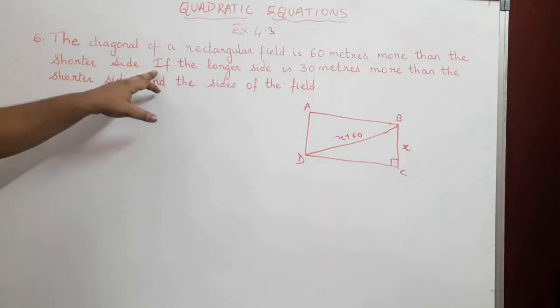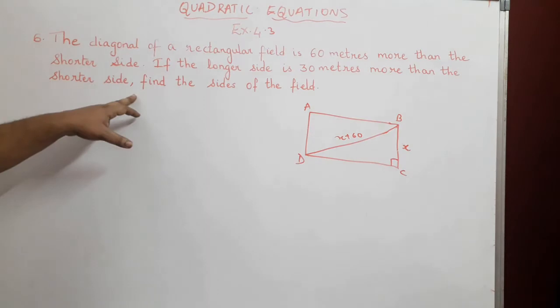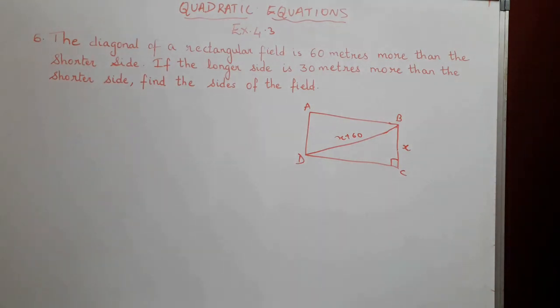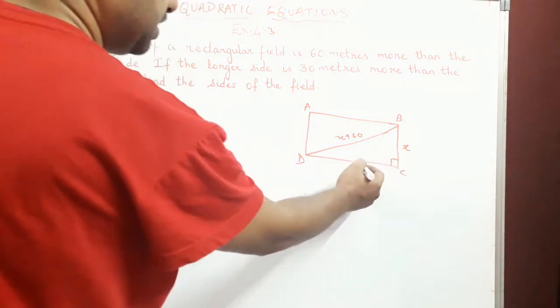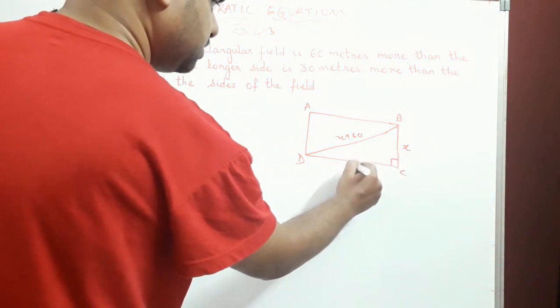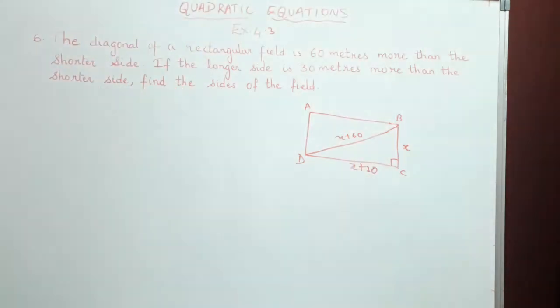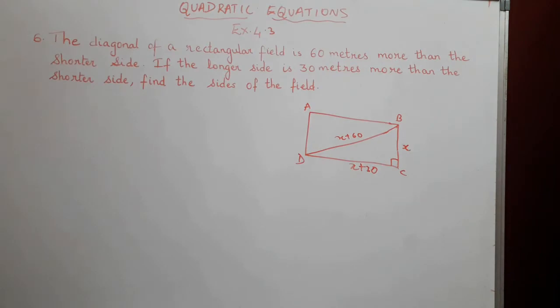If the longer side is 30 meters more than the shorter side, find the sides of the field. Compared to the shorter side, this will then become the longer side. So this is 30 meters more than the shorter side, so this will be X plus 30. Now we need to use the Pythagoras theorem. But before we use it, let us assume the shorter side is X.